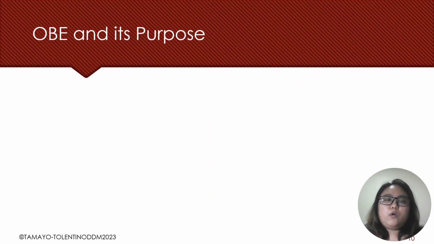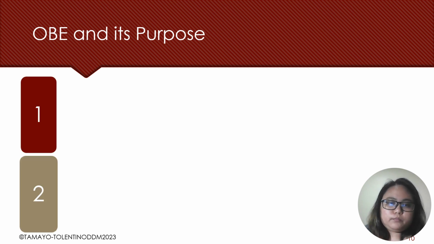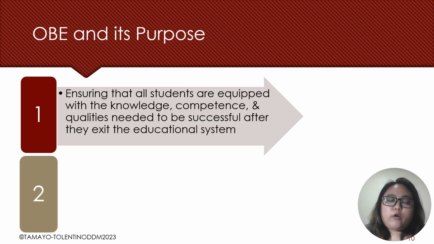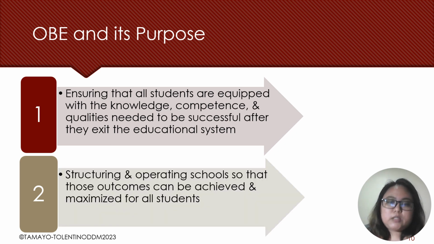Going back to OBE, OBE serves two purposes. The first, or its main purpose, is to ensure that all students are equipped with the knowledge, competence, and qualities needed to be successful after they exit the educational system. And the second purpose is the structuring and operating of schools so that those outcomes can be achieved and maximized for all students. So OBE does not only look at the students, but it also looks at how the school operates in order to accomplish its prime obligation, referring to the first purpose.